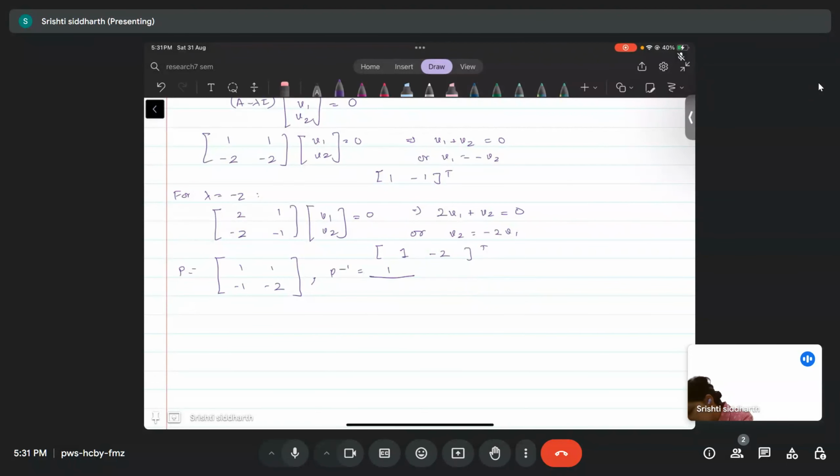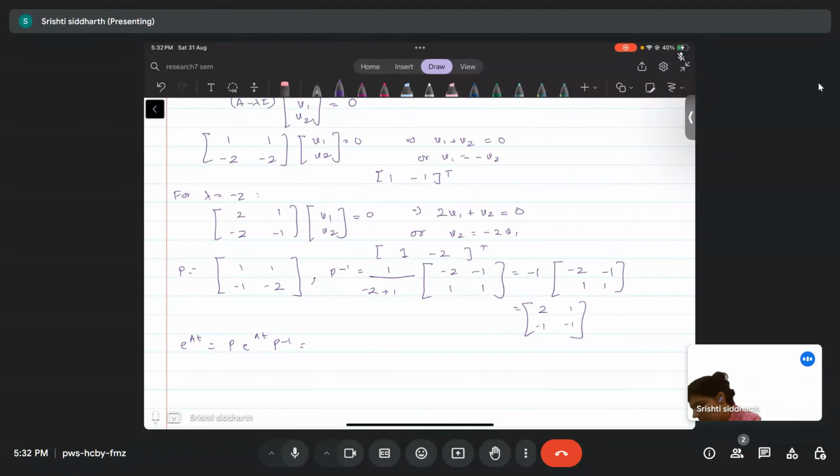The determinant is minus 2 plus 1. We interchange the diagonal elements and reverse the signs. So this is just minus 1. Alright. So then what is e to the power At? It's P times e to the power lambda t times P inverse.